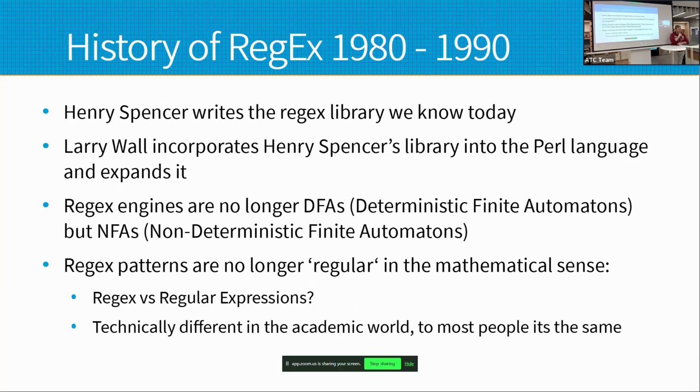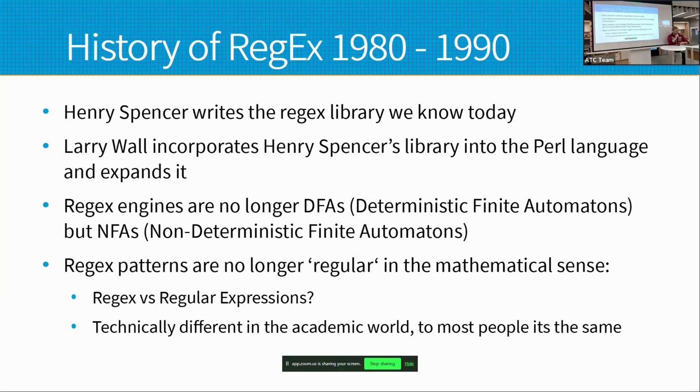So from 1980, a man named Henry Spencer wrote the regex library we know today. It did look quite different back in the day. And then from there, Larry Wall incorporated it into the Perl language and further extended the regex library.